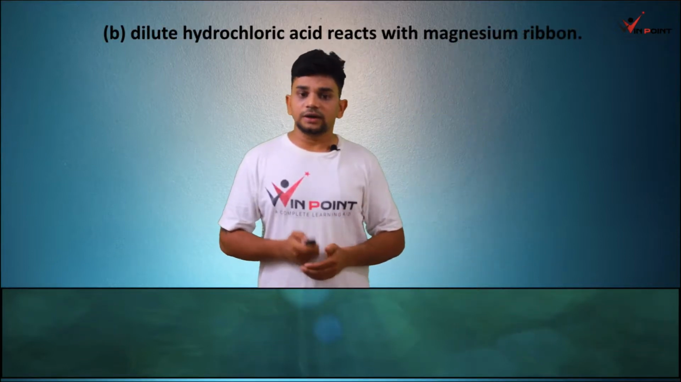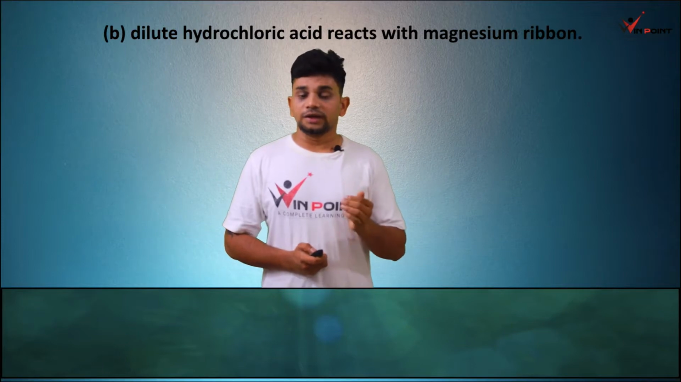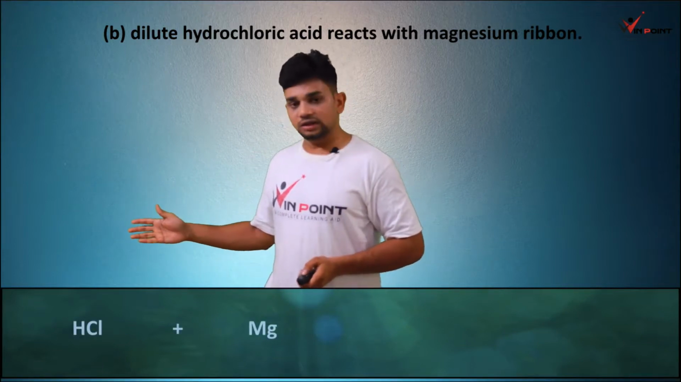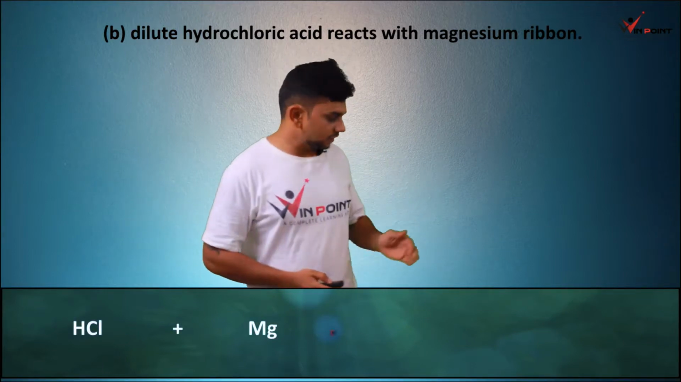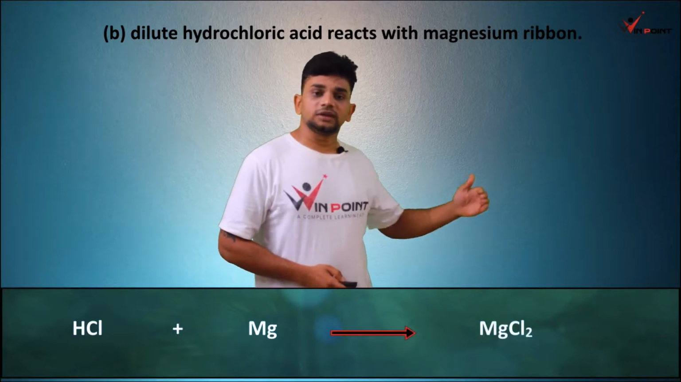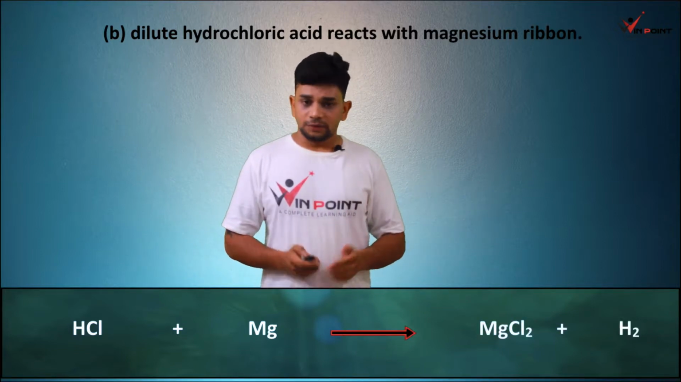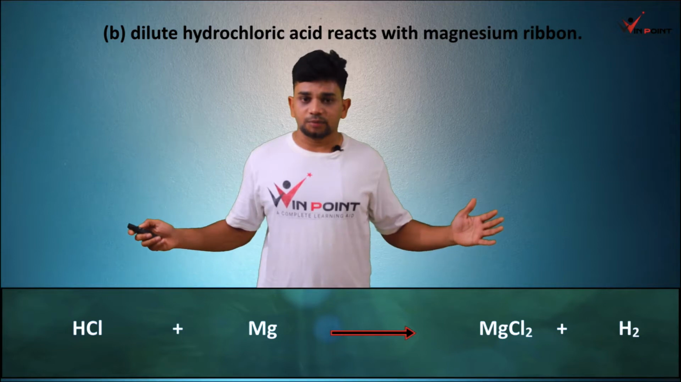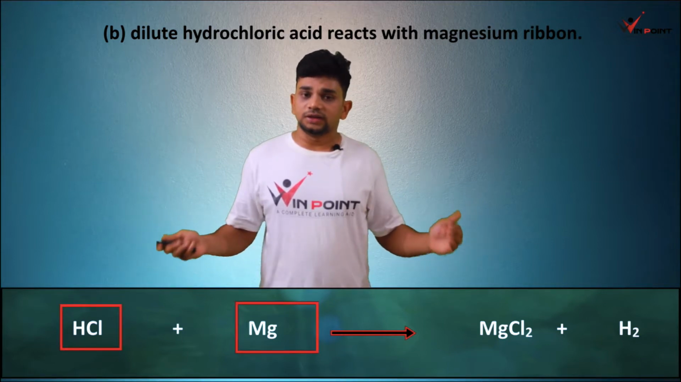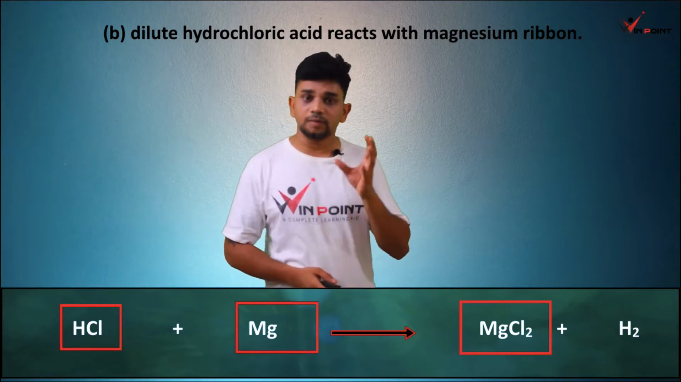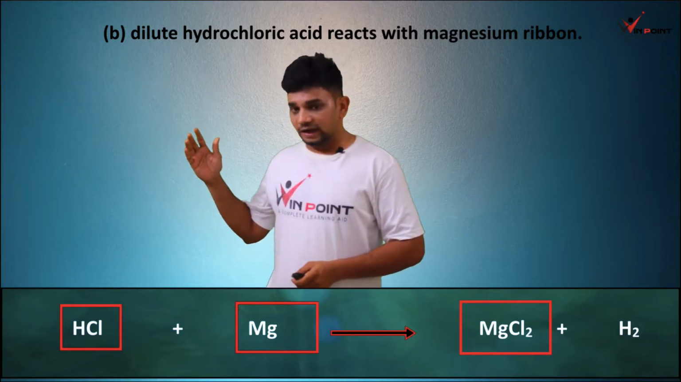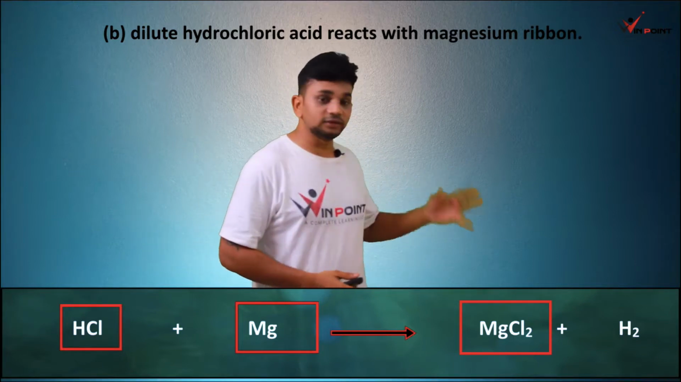Second one, dilute hydrochloric acid reacts with magnesium ribbon. So here HCl plus Mg. The products are MgCl2 plus H2. First we need to make boxes on the reactant side and product side. After making boxes, then we can balance. Mass of reactants should equal mass of products, so we need to make the elements on this side equal to the elements on this side.